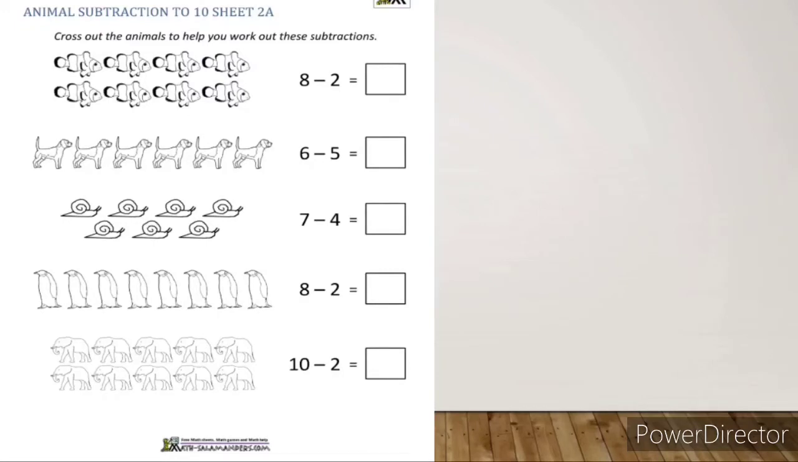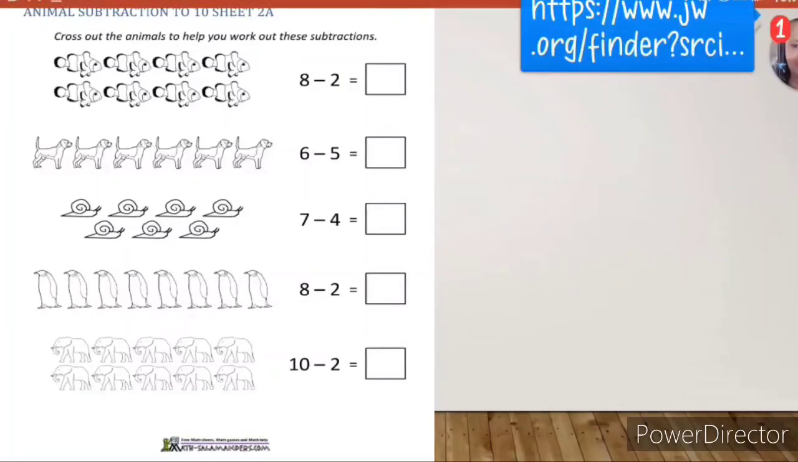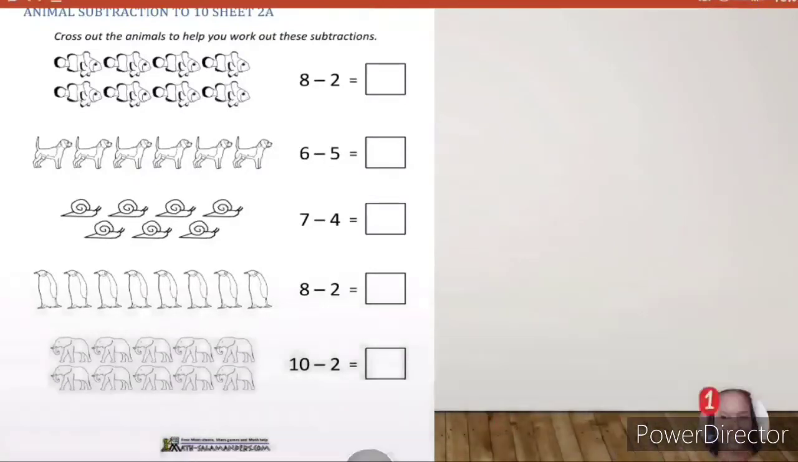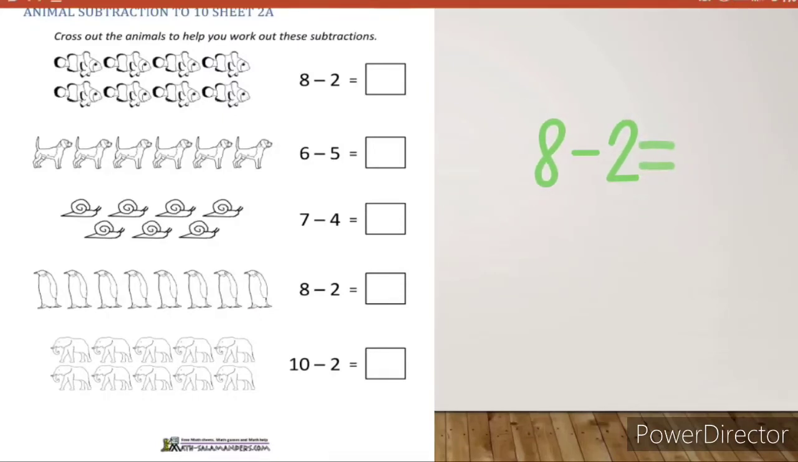Whoa! This is an animal subtraction sheet. I want you to use your screenwriting tool to cross out or circle the animals that you're going to take away. Now let's start with the top. We have 1, 2, 3, 4, 5, 6, 7, 8 fish. 8 minus 2 equals. So use your screenwriting tool and circle or mark out the 2 that you're going to take away. How many fish do you have left? Awesome.